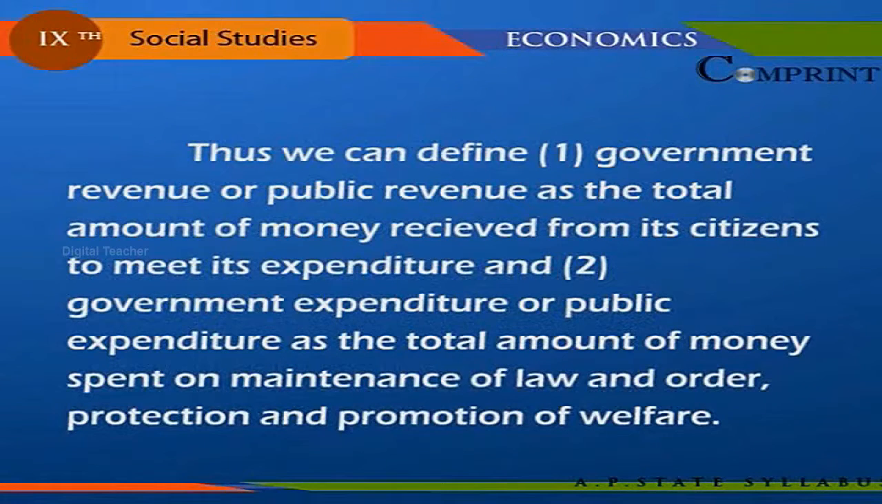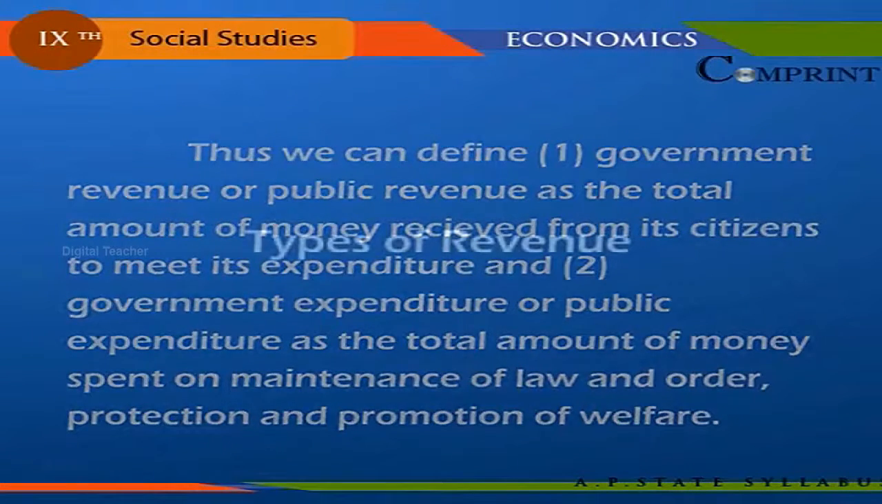Thus we can define: 1. Government revenue or public revenue as the total amount of money received from its citizens to meet its expenditure. And 2. Government expenditure or public expenditure is the total amount of money spent on maintenance of law and order, protection and promotion of welfare.